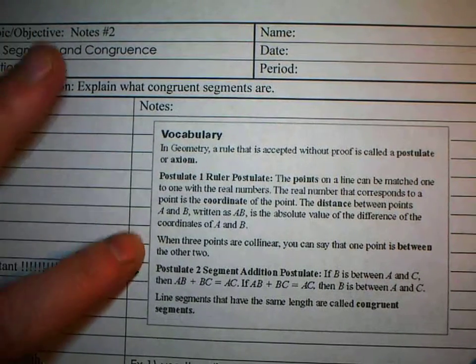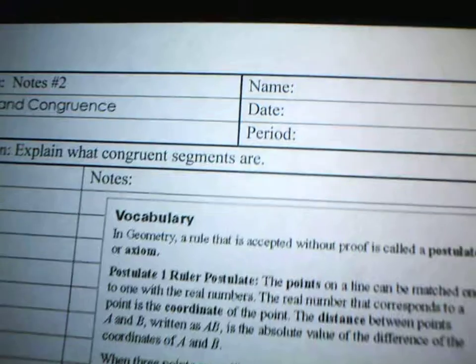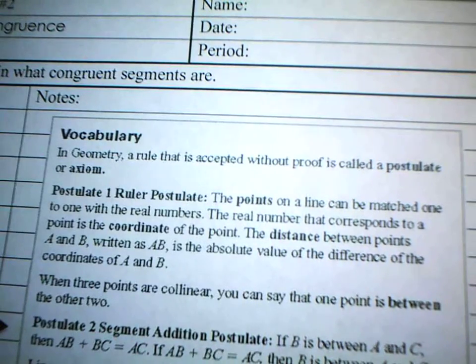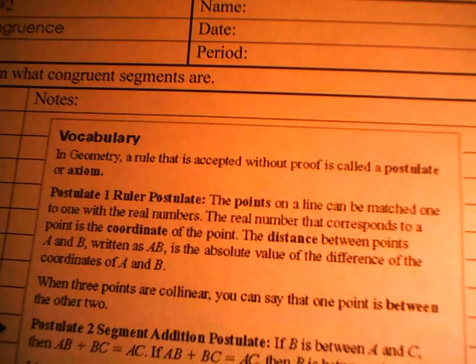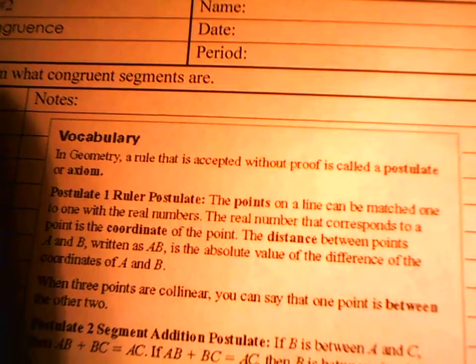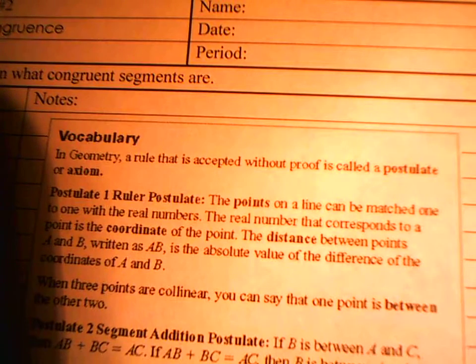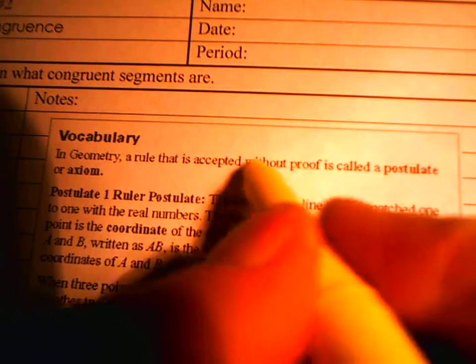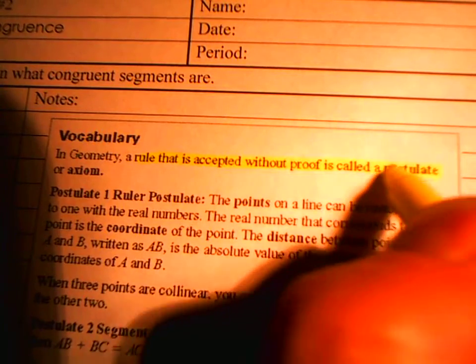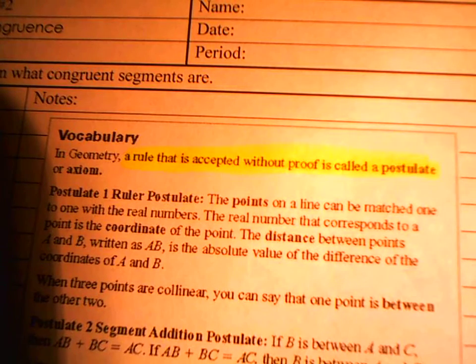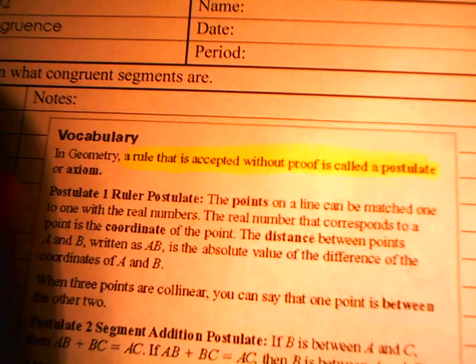Alright, on this section here, let me zoom in a little bit so that you can see it. It says in geometry, the rules that are accepted without proof are called postulates. So that's very important to understand what a postulate is. It's just a rule that is accepted to be true without any kind of proof whatsoever. And here is postulate number 1. So this is our very first postulate.